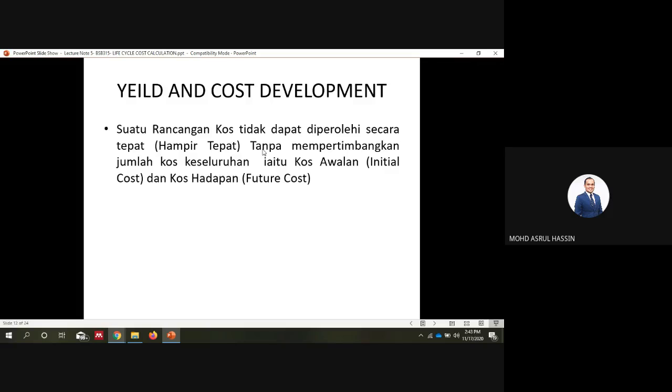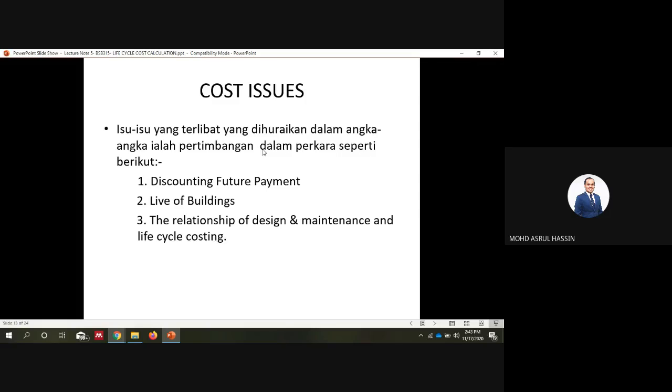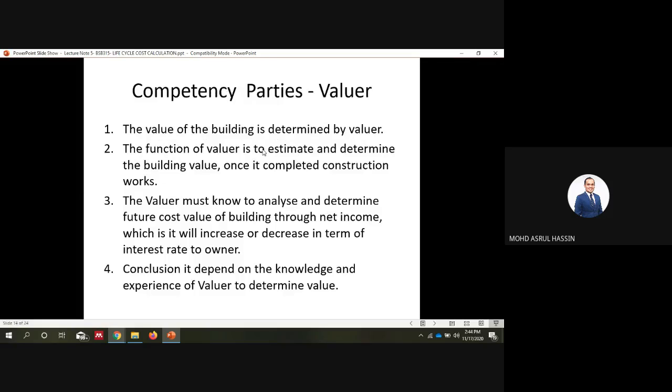Yield and the cost development. Suatu rancangan kos tidak dapat diperoleh secara tepat, hampir tepat, tanpa pertimbangan jumlah kos keseluruhan, iaitu kawalan, kos awalan, initial cost, and kos hadapan, future cost. Cost issues terlibat yang dihuraikan dalam angka-angka ialah pertimbangan dalam perkara berikut: discounting future payment, life of building, the relationship of design and maintenance, and life cycle costing.